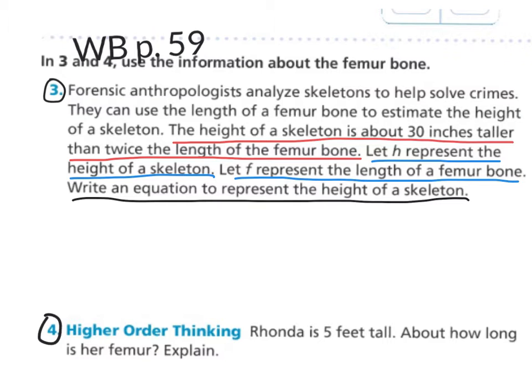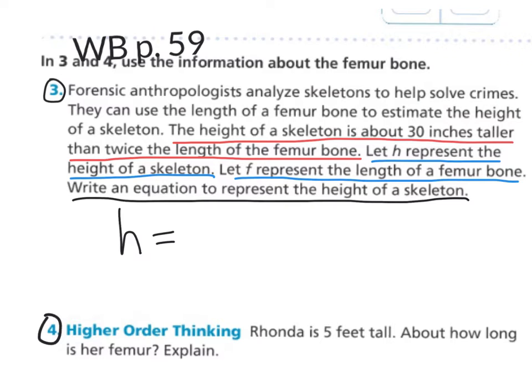So the height of the skeleton is what we're trying to find. So we'll probably go ahead and start with that on our equation. So H equals something. So the height of the skeleton equals something. The question is, what is that something? Well, it's 30 inches taller than twice the length of the femur bone.